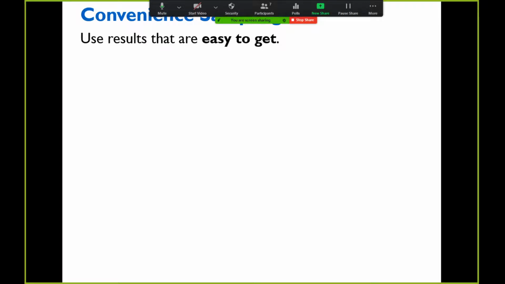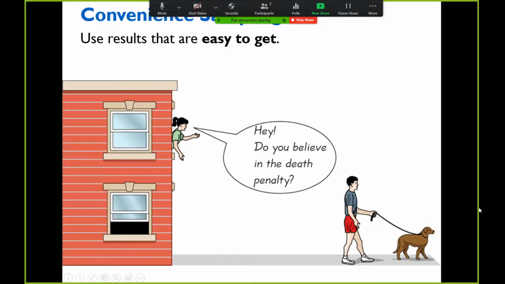It is where you use results that are easy to get. For example, right here, this is convenient. This person is conducting a study, and they see a person outside close to them, and they ask the question, do you believe in the death penalty? It's very easy to get when you just ask random people near you.